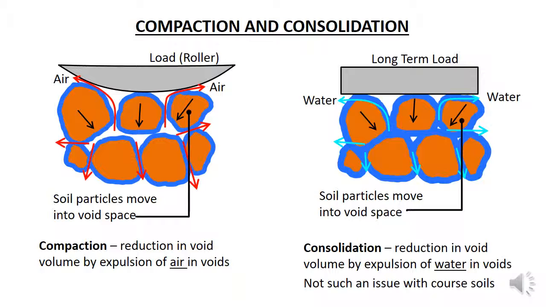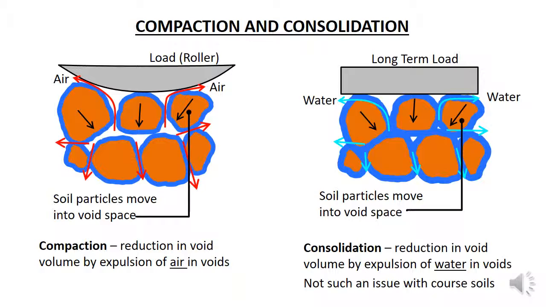There are several ways that settlement can occur. The first is the reduction in the void volume by air being expelled from the soil. We apply a heavy load to the soil, which forces the soil particles to move into the void spaces, as shown in the diagram to the left. This compresses the air in the voids and forces the air out of the soil mass. This process is called compaction.